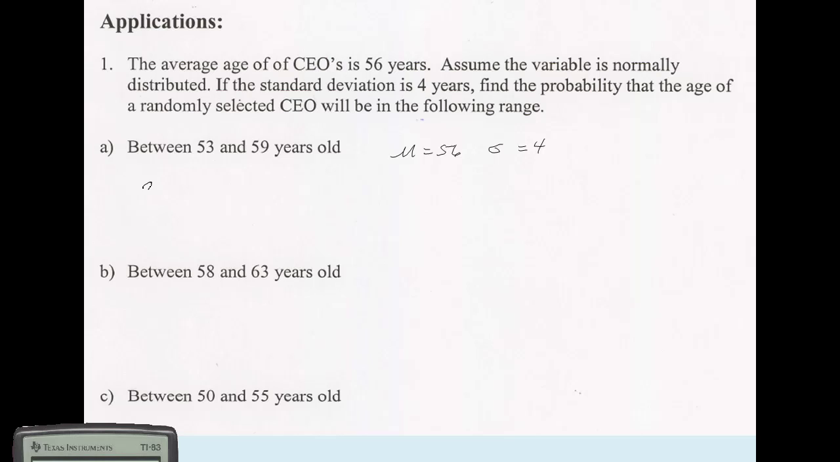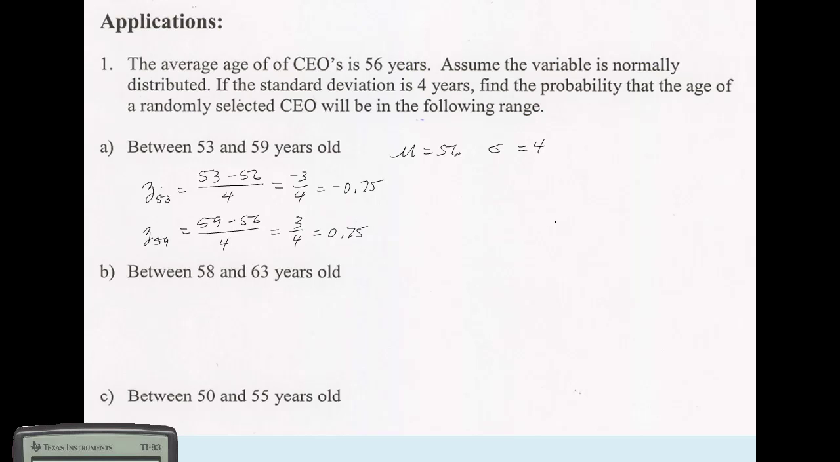So first of all, I have to find the z-scores for these two people. The z of 53 is going to be 53 minus 56 divided by 4, which is negative 3 over 4, so negative 0.75. And then the z of 59 is going to be 59 minus 56, all divided by 4, and that's 3 divided by 4, which is 0.75.